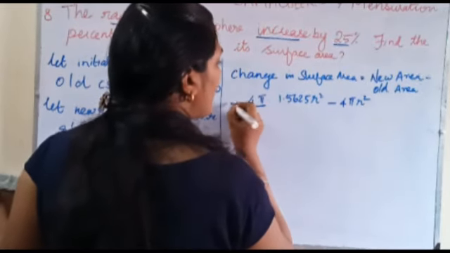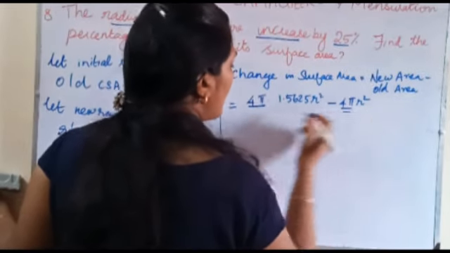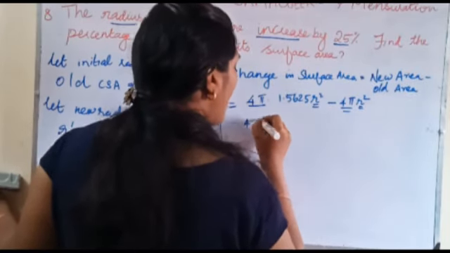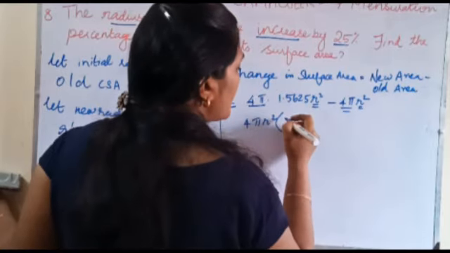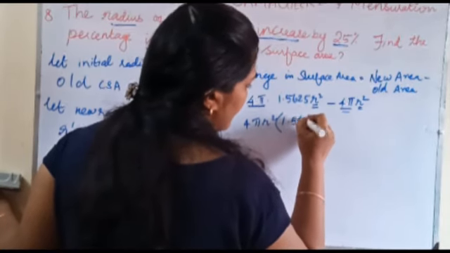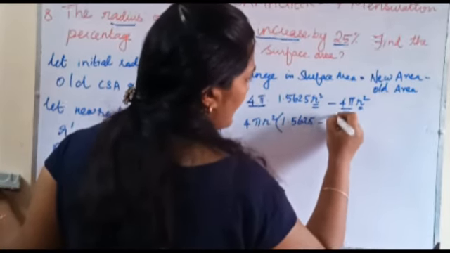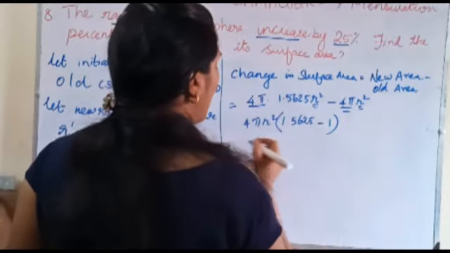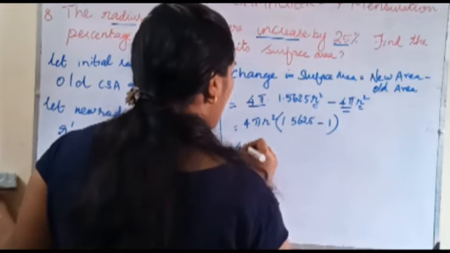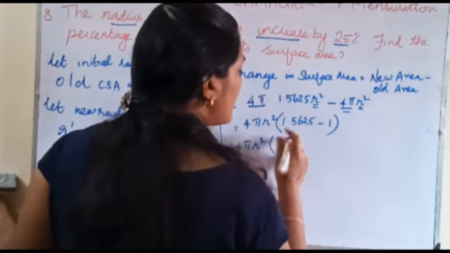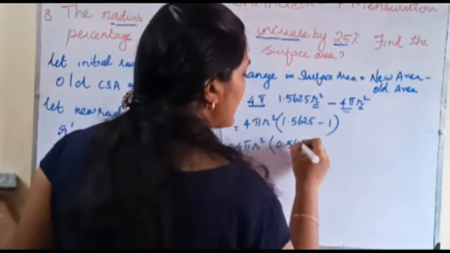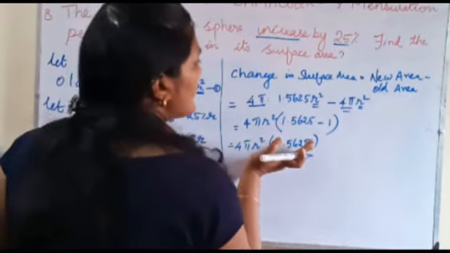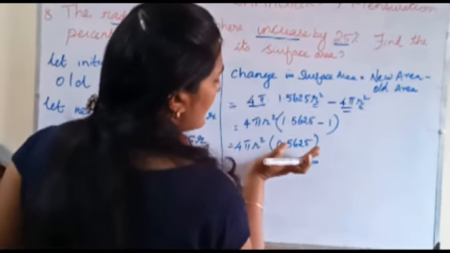Now in both the terms 4 pi is common and r square is common. So take 4 pi r square outside. You will get 1.5625 minus 1. Here nothing will be there, that means 1 is remaining. So 4 pi r square into 0.5625. So this is the change in surface area.